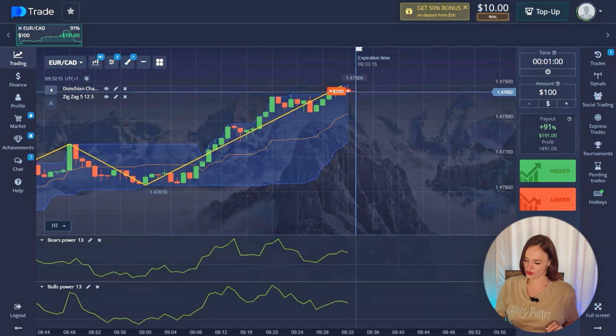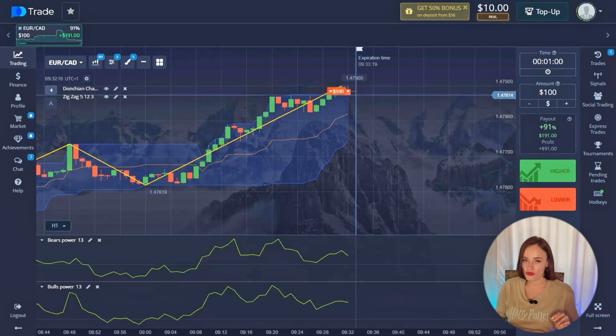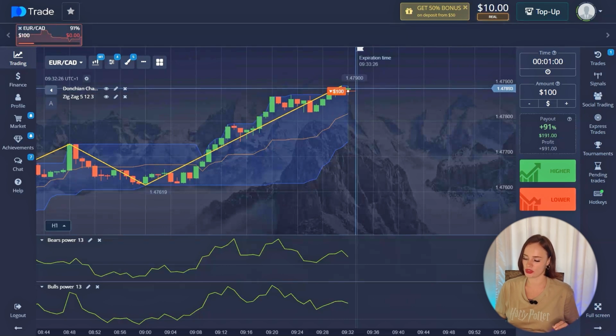As you have already noticed, in this trading session I used 4 indicators, two of which, Donchian channel and zigzag, are superimposed on the quotation chart itself. Two more, Bears Power and Bulls Power, are below the quotation chart. And now about my decision.